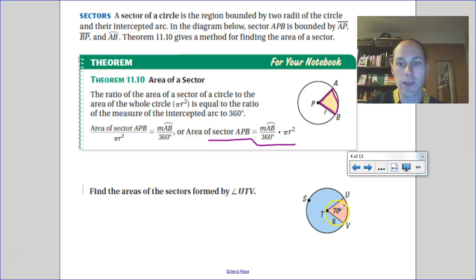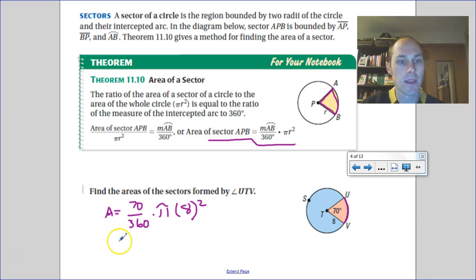So in this case, the arc is 70 degrees, because that's what our central angle is. So the area will be equal to 70 out of 360 multiplied by pi r squared. And in this case, the radius is 8, so times 8 squared. Okay, so take a moment to look at that formula, make sure that makes sense, and then we'll simplify it down. So 70 out of 360 becomes 7 out of 36 times 64 pi.